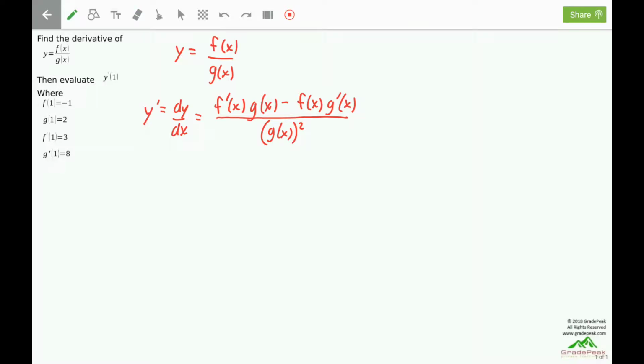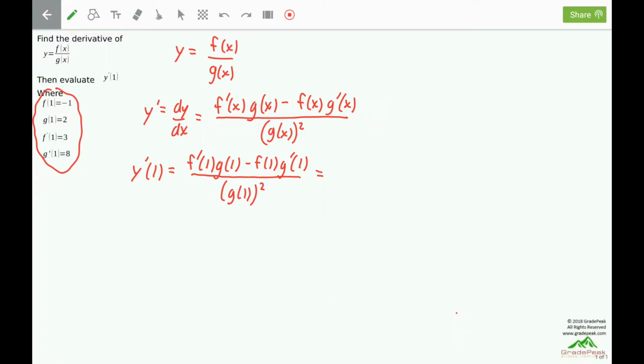The next thing to do is evaluate y prime of 1. Now y prime of 1 means to plug a 1 in for each of the x's, so we'll have f prime of 1 times g of 1 minus f of 1 times g prime of 1, all over g of 1 squared. Now each of these values can be found over here. That's what that information is for.